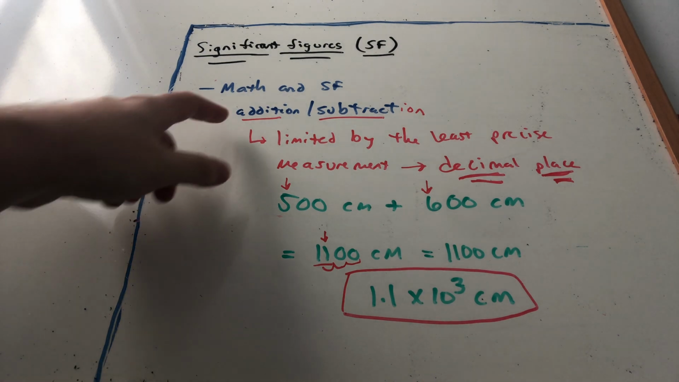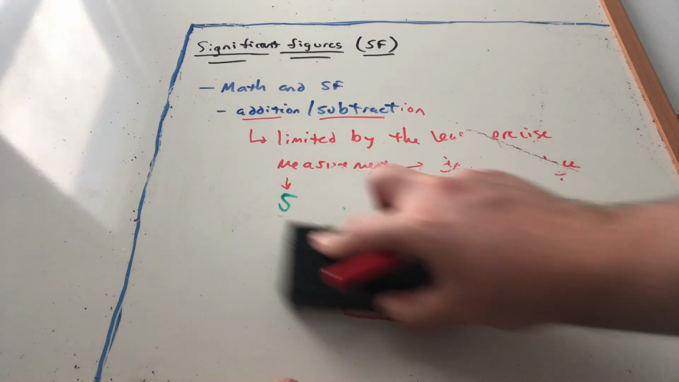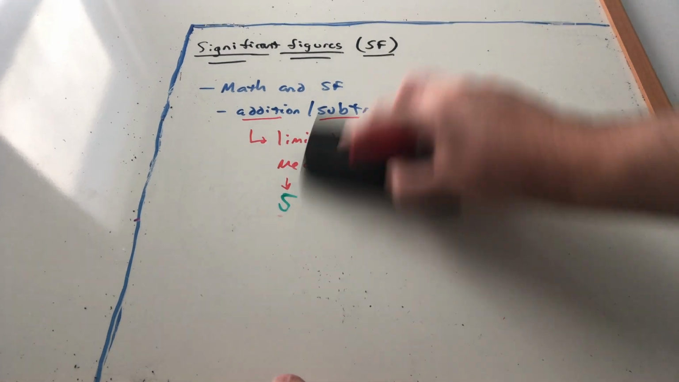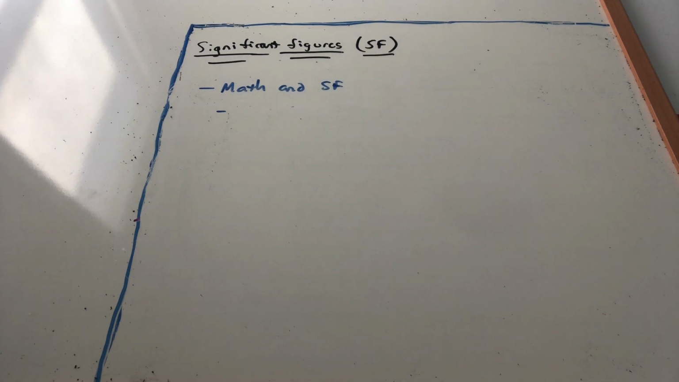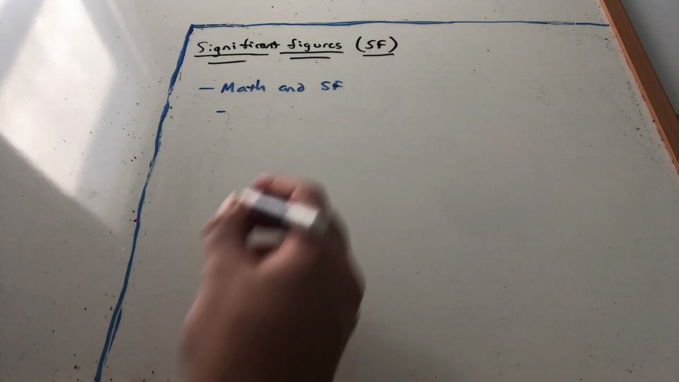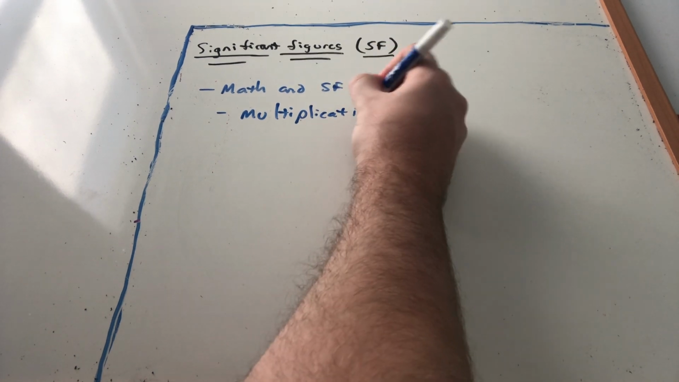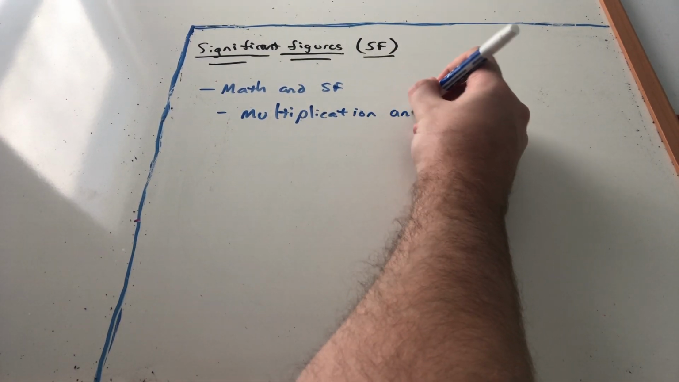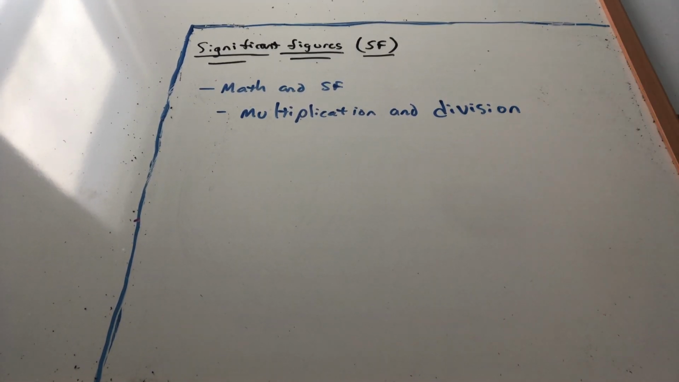So just a quick little recap for addition and subtraction. It's all about the decimal place, right? So what is our rule then for multiplication and division? Again, the thought process is, all right, I'm keeping track of significant figures. I'm doing some math. For every step that I do, I ask, is it addition and subtraction, or is it multiplication and division? Because there are different rules for each, right?